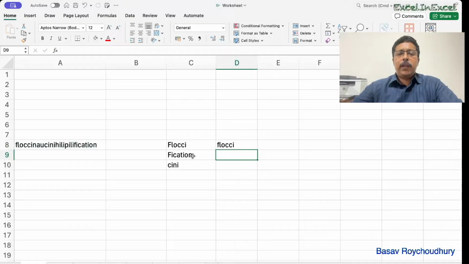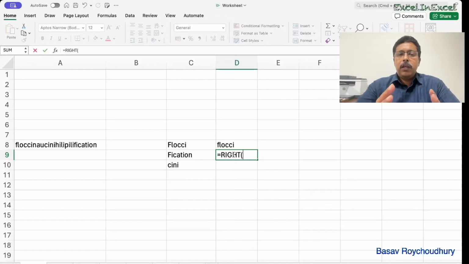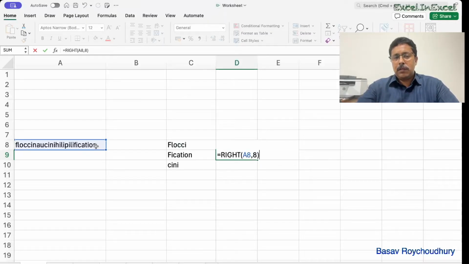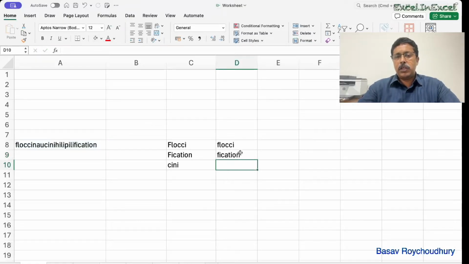Similarly, if I go into fication, fication is a certain number of characters from the extreme right of the text, and therefore I can use the right function. So when do you use the right function? If we are extracting certain things from the extreme right of a string, we use the right function. So this is our text, and fication has 8 characters, I believe, and therefore we write right of the text with 8, and 8 characters from the right gives us fication.